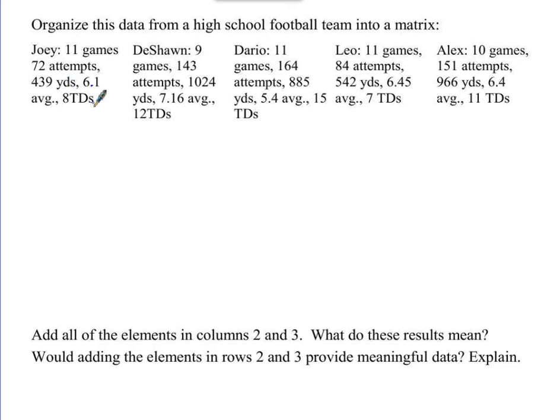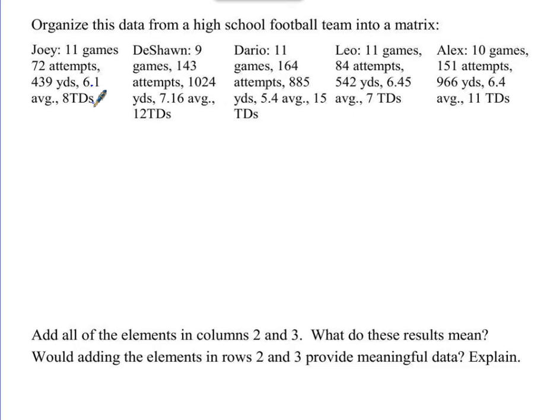So we want to make a matrix. You can organize this matrix however you want. I've seen it many different ways every single year that I do this, every single class that I do it. How do you want to do it? Well, we're going to write it out by hand. So what is the easiest sounding way to do it? Joey, Deshaun, Dario, Leo, and Alex. Okay. Oh, you want to do that across the top? Okay, that's fine. You guys agree? Because we could also put them down the side.